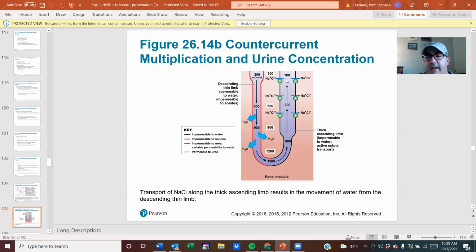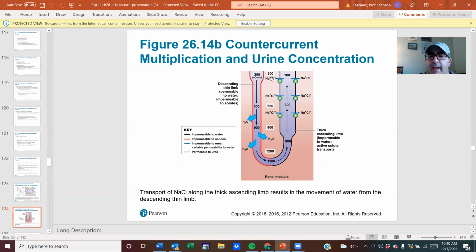The result of that is that all of this pink space around this tubule, this is called the renal medulla, the inner part of the pyramids, has an osmotic concentration of about 300 at the top. Down at the bottom, it's about 1200.